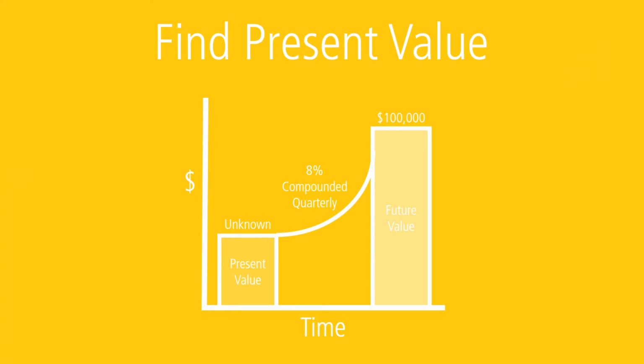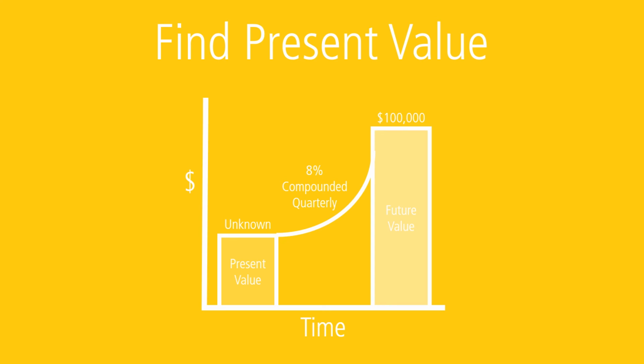We've learned how to find future value when the present value was known. Let's take a look at the reverse situation, also commonly found in business. When a future value, an amount needed in the future, is known, the present value is the amount that must be invested today to accumulate with compound interest to future value.